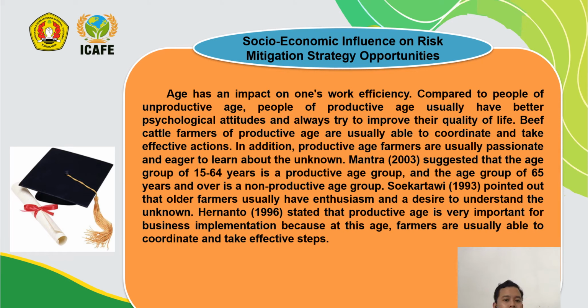Socio-economic influence on risk mitigation strategy opportunities. Age has an impact on one's work efficiency compared to people of unproductive age. People of productive age usually have better psychological attitudes and always try to improve their quality of life. Beef cattle farmers of productive age are usually able to coordinate and take effective action. In addition, productive age farmers are usually passionate and eager to learn about the unknown.